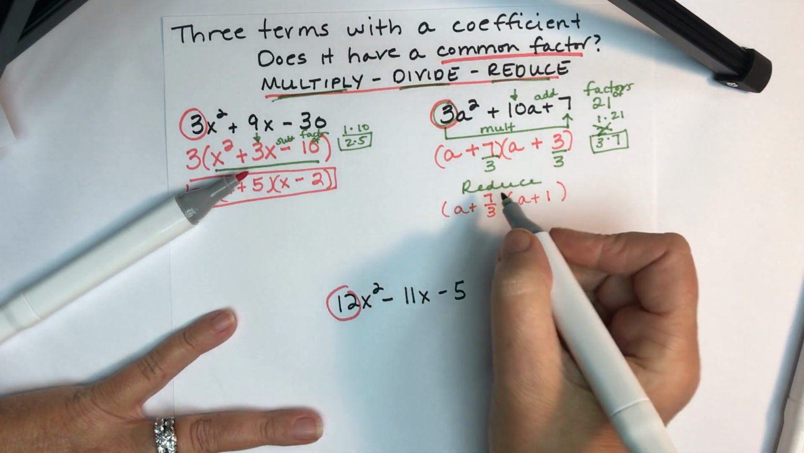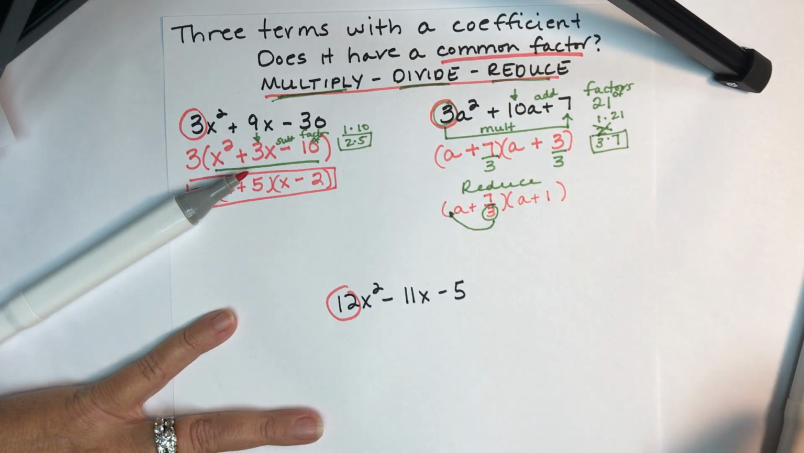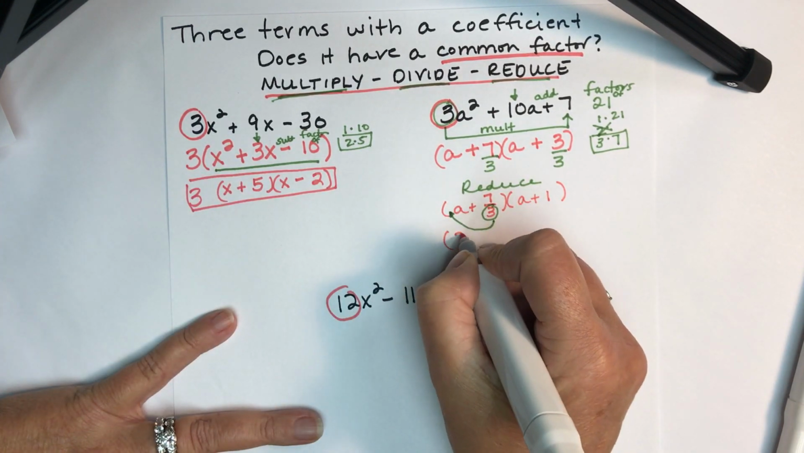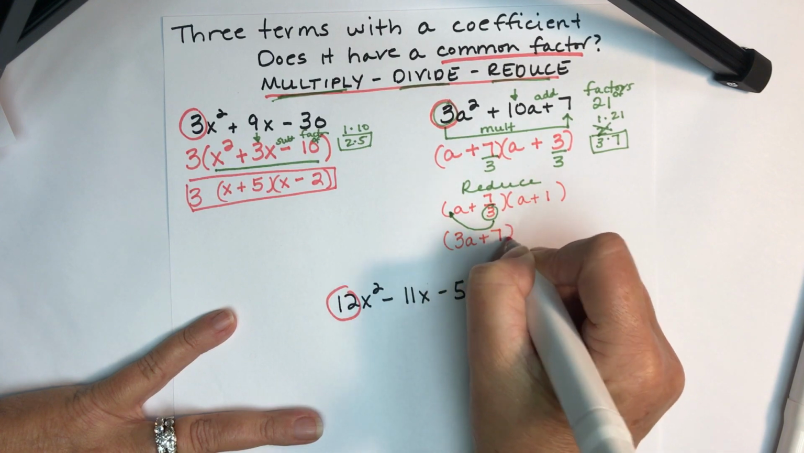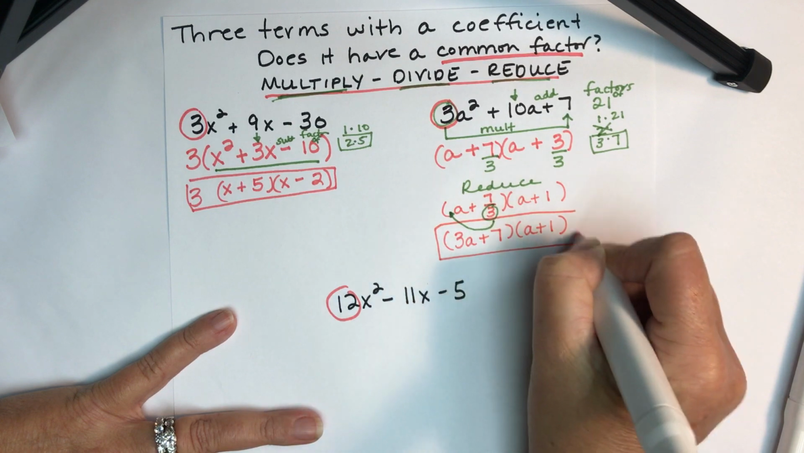And now the final step, if you're left with a fraction, is take that bottom number or the denominator and move it to the front. So this becomes a 3a plus 7 and an a plus 1. And that's your final answer.